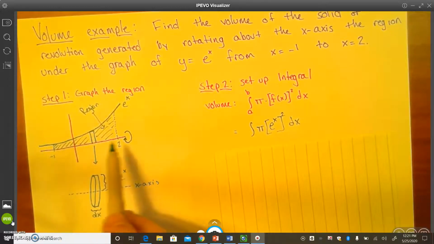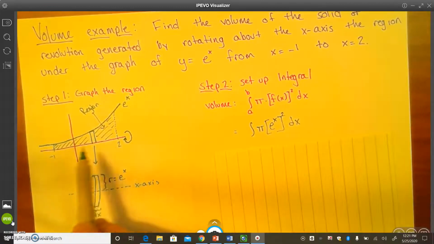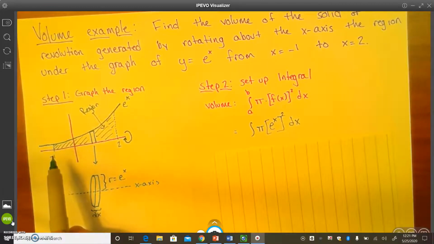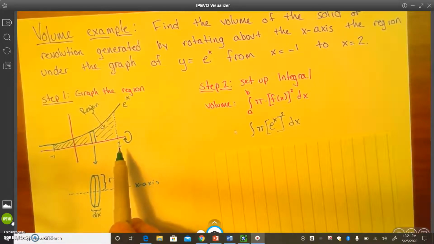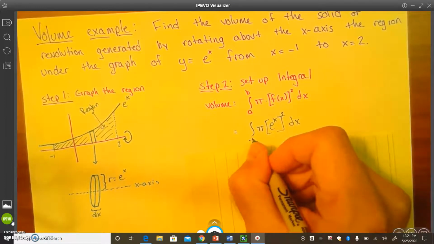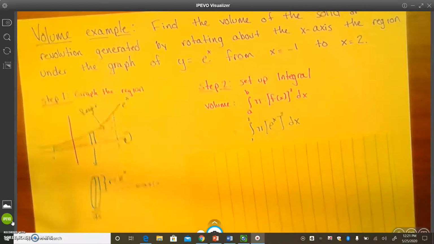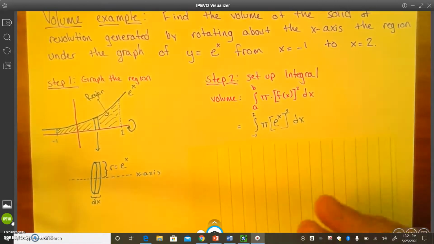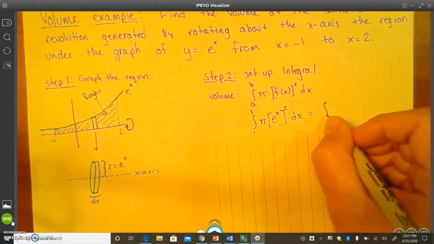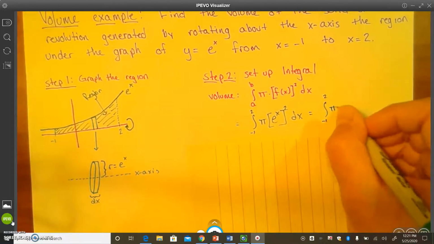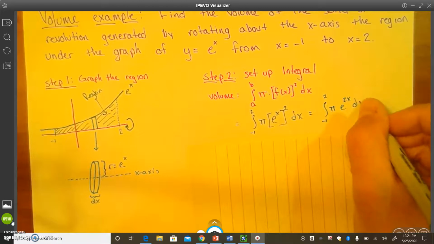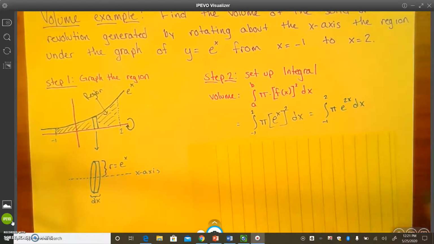And of course, the a and the b: if I imagine that this rectangle is arbitrary, right? It can be positioned anywhere in the region. So the furthest to the left, the lowest x coordinate it can be positioned at is -1. The furthest to the right, or the largest x coordinate it could be positioned at, is 2. So those are going to be your limits of integration. And of course, e to the x squared is simply e to the 2x.